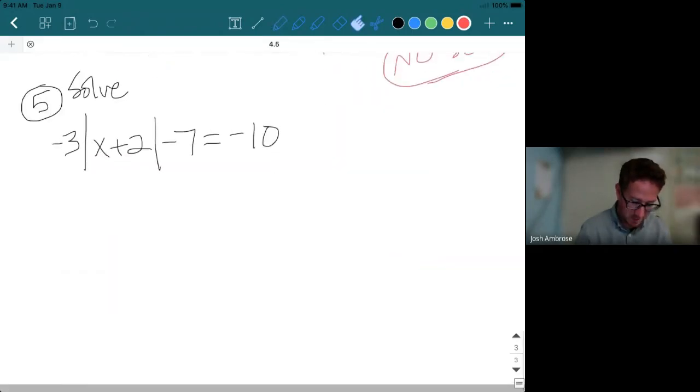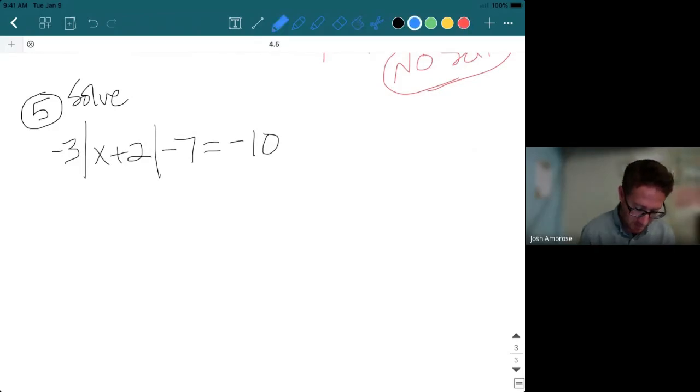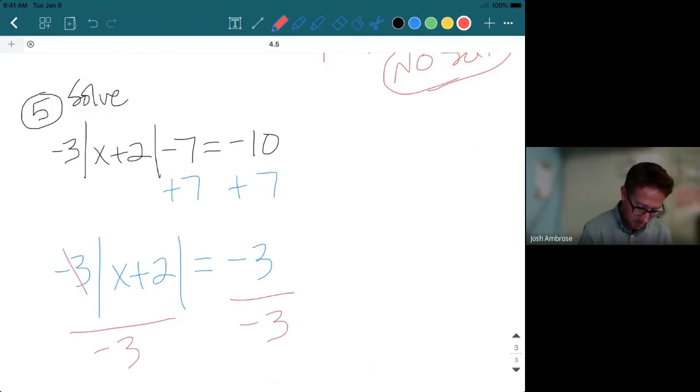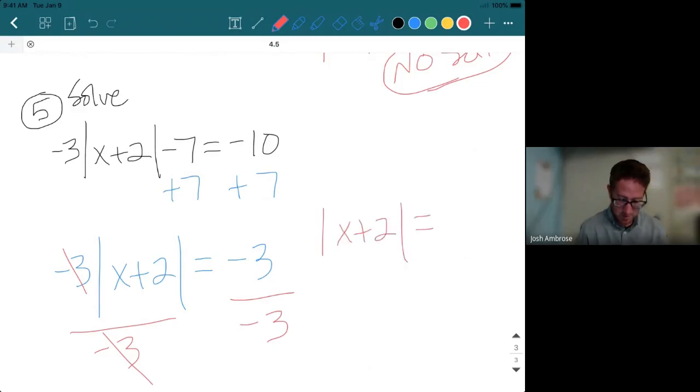Okay, here we go. Last one. All right. Start with what's outside the absolute value. Start with the addition or subtraction. Add 7, add 7. Okay. -3 absolute value x plus 2 equals a -3. Let's keep going because we don't know. It might change on us here. Divide both sides by a -3. That goes away, that goes away. I see absolute value x plus 2 equals, what's -3 divided by -3? A +1. It turned back to a positive.